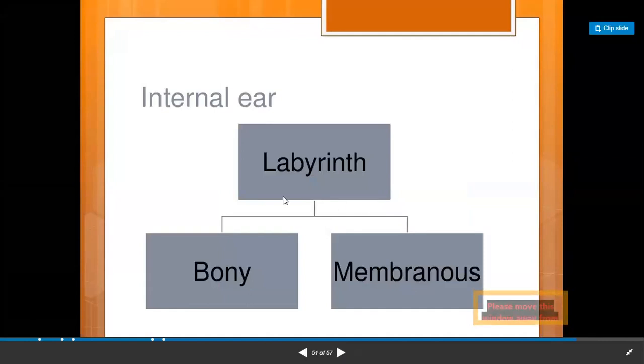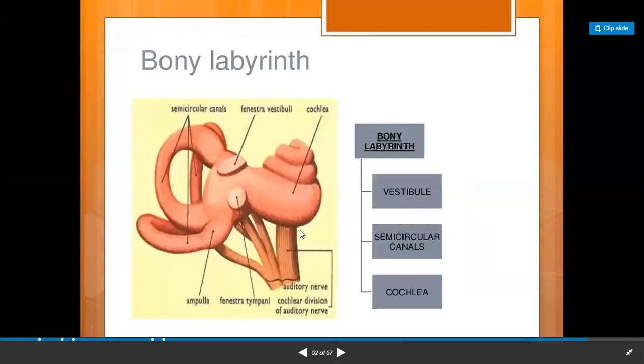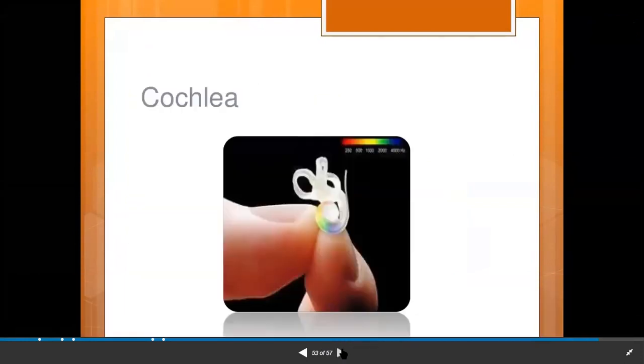Now coming to the internal ear, we have the labyrinth, which is the bony and membranous labyrinth. Inside, see, this is the bony shell. In the bony labyrinth, we have the cochlea, fenestra vestibuli, fenestra tympani, ampulla, and semicircular canals. So the bony labyrinth has the vestibule, it has semicircular canals, and it has the cochlea, the bony shell.